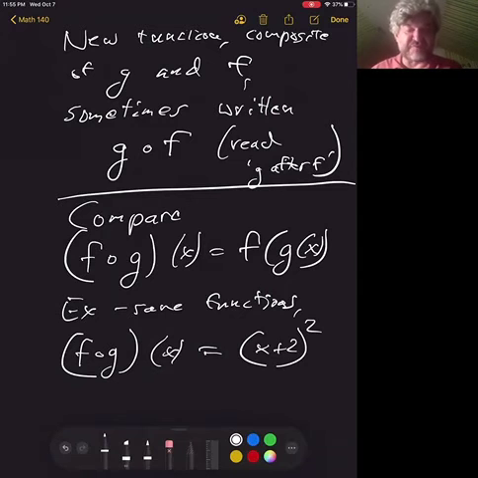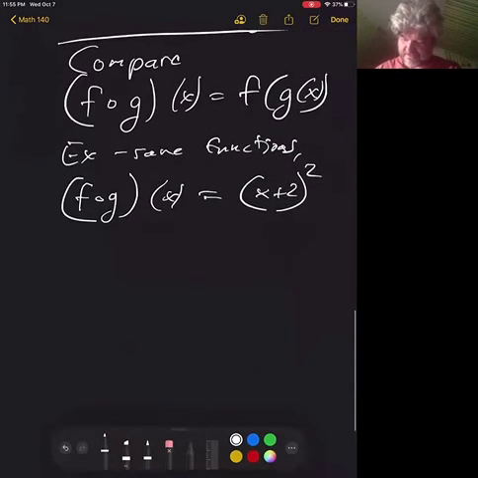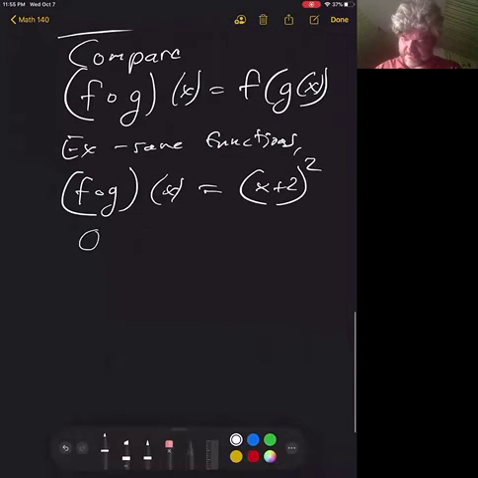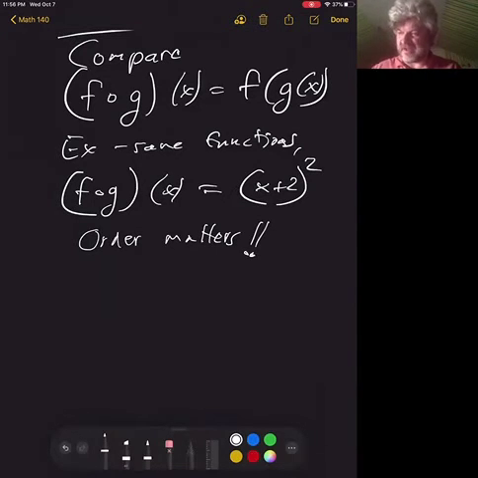And both examples together demonstrate something very important. The order of the operations matters. It's not the same thing if you do g first or f first. Why should it be? Okay, so that's composition of two functions.